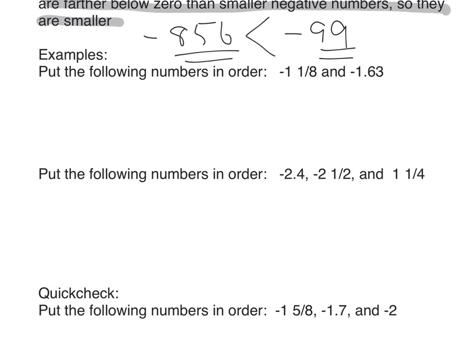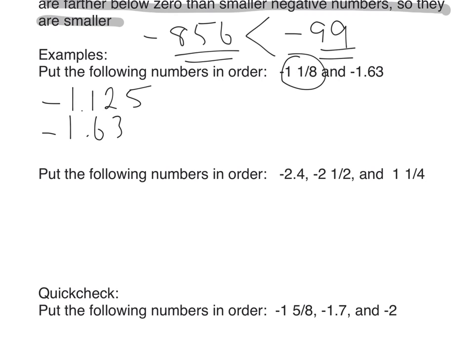Okay, so let's do a couple examples. Put the following numbers in order: negative 1 1/8 and negative 1.63. So I need to turn them both into decimals. I'm going to divide 1 by 8. 1 divided by 8 is 0.125. You could use a calculator if you just don't know it. So my numbers are negative 1.125 and negative 1.63.